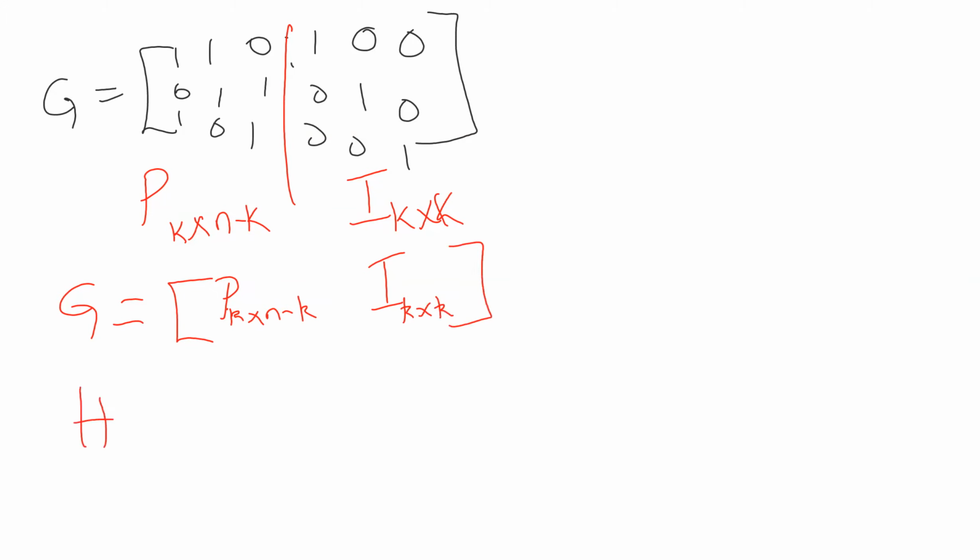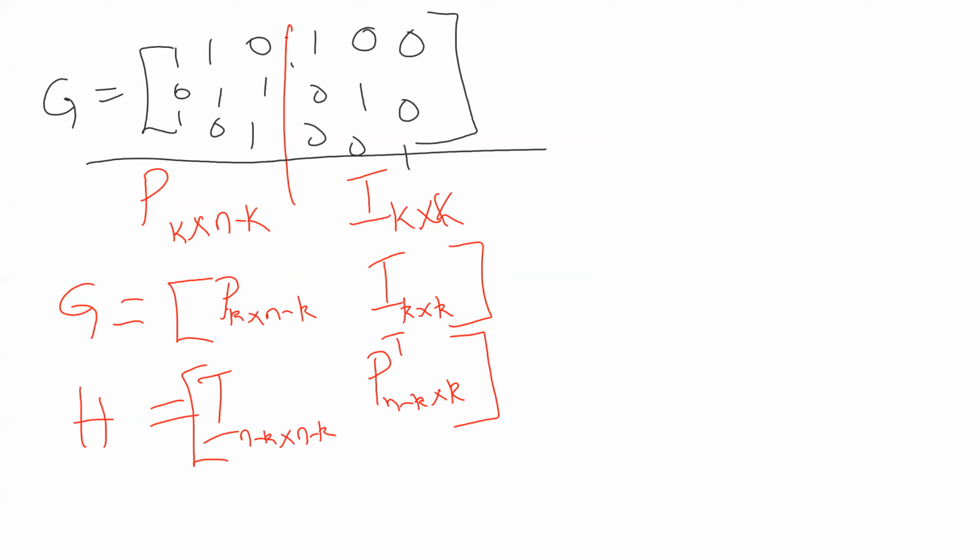And we're saying that our parity check matrix is basically given by I. Now, this time our I is N minus K multiplied by N minus K. And then we have P transpose, and then we have N minus K multiplied by K. So if this is our parity check matrix, what is H?